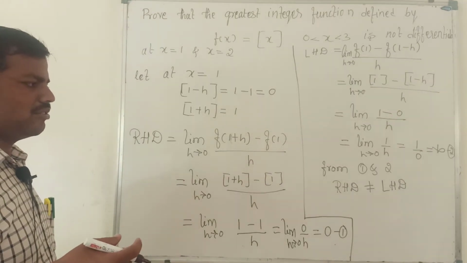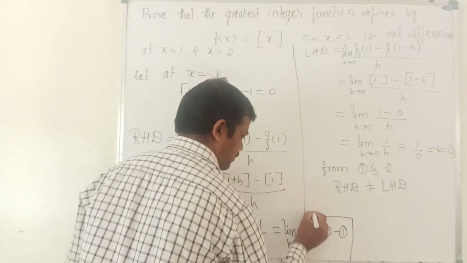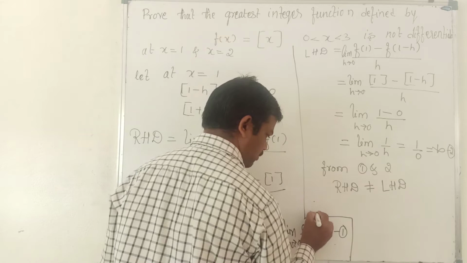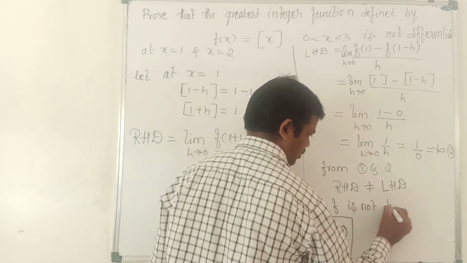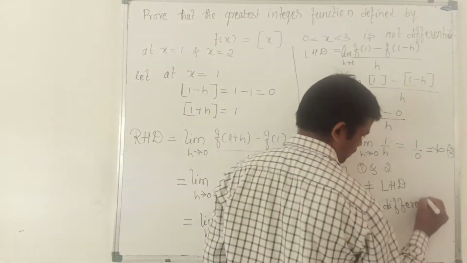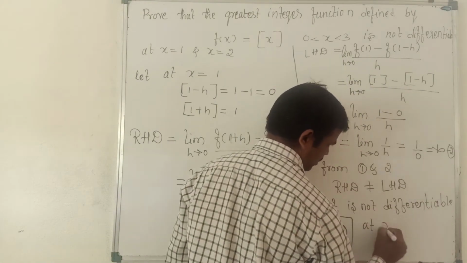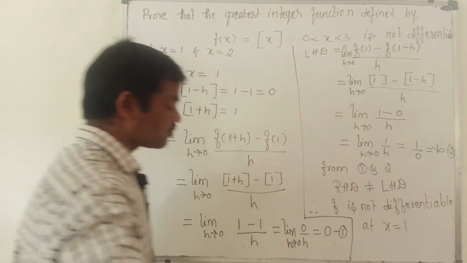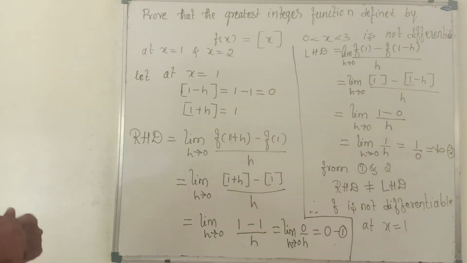If the right hand derivative is not equal to the left hand derivative, then it is not differentiable. Therefore f is not differentiable at x equal to 1. Similarly, we have to discuss at x equal to 2. Where there is a 1, you have to put the 2. Then you have to verify it.